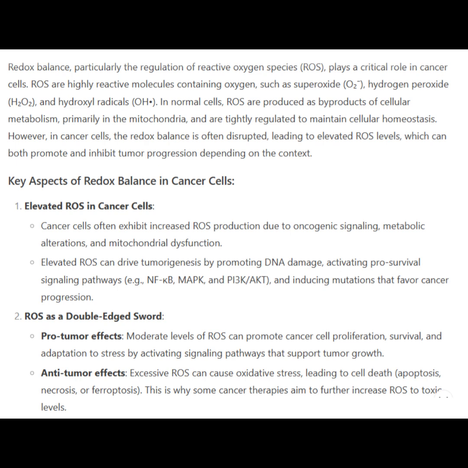Key aspects of redox balance in cancer cells. Elevated ROS in cancer cells. Cancer cells often exhibit increased ROS production due to oncogenic signaling, metabolic alterations, and mitochondrial dysfunction. Elevated ROS can drive tumorigenesis by promoting DNA damage, activating pro-survival signaling pathways, e.g., NF-κB, MAPK, and PI3K-AKT, and inducing mutations that favor cancer progression.